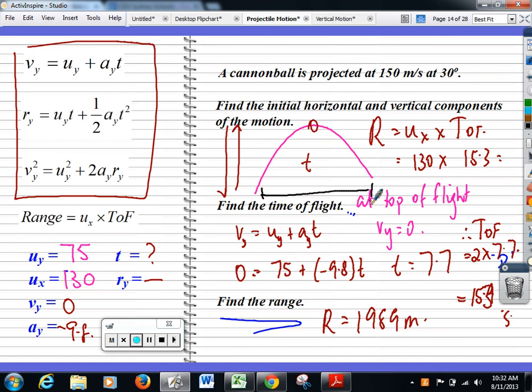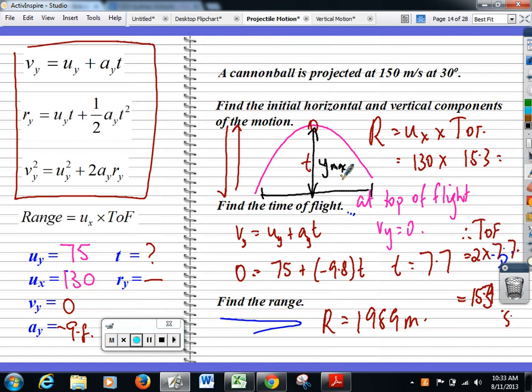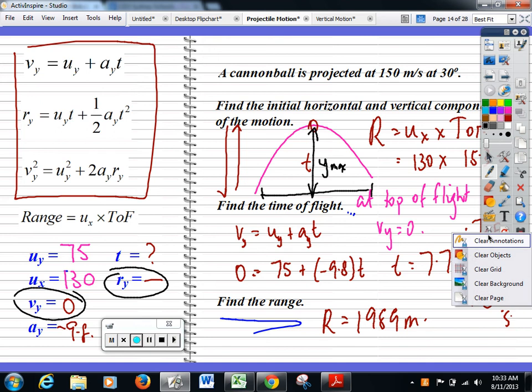The only other thing that I need to be able to work with this data for ground to ground is the maximum height. What is Y max? Y max is that distance there. And how would I do that? Well, at the top of the flight, what is 0? That. And this time we are finding distance, aren't we? We're finding that one. So let's redo that. Just clear all this stuff off. Give me a few seconds to get rid of all these things.